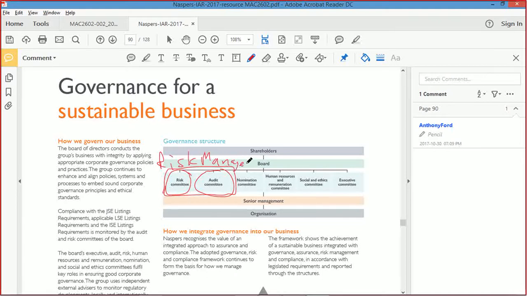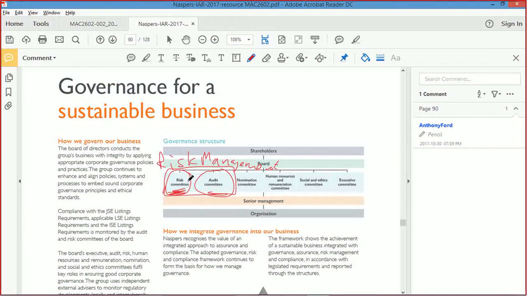They talk about the governance structure. Shareholders, then you've got the board. On the board, what do you see here? Risk committee, audit committee. Why do we have those two committees? It's to formalize risk management. Yes, sir. If we didn't have that, would there be more or less risk? There'd be more risk, exactly. In a large organization like this one, Naspers is huge, the biggest South African company on the JSE, we have a risk committee and an audit committee.